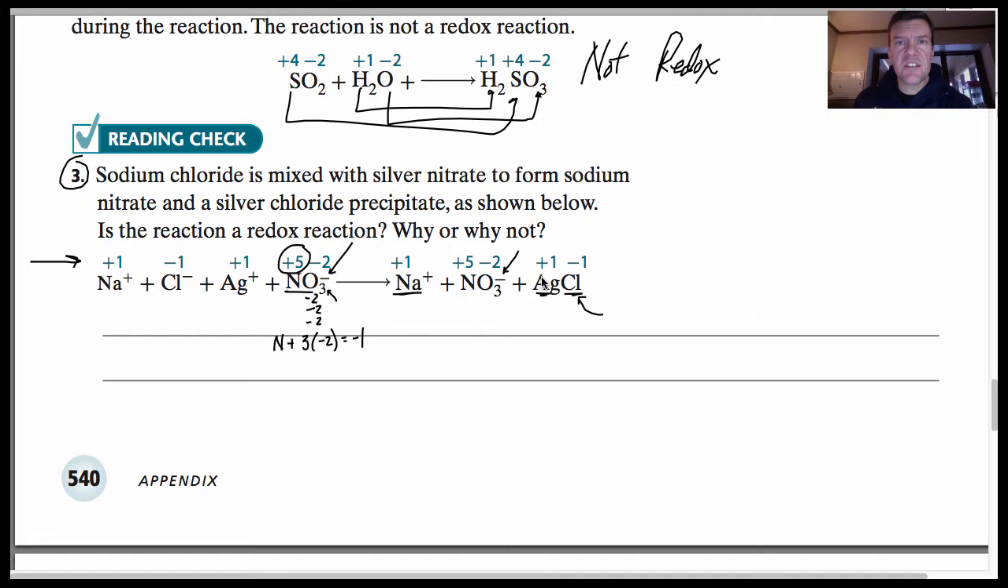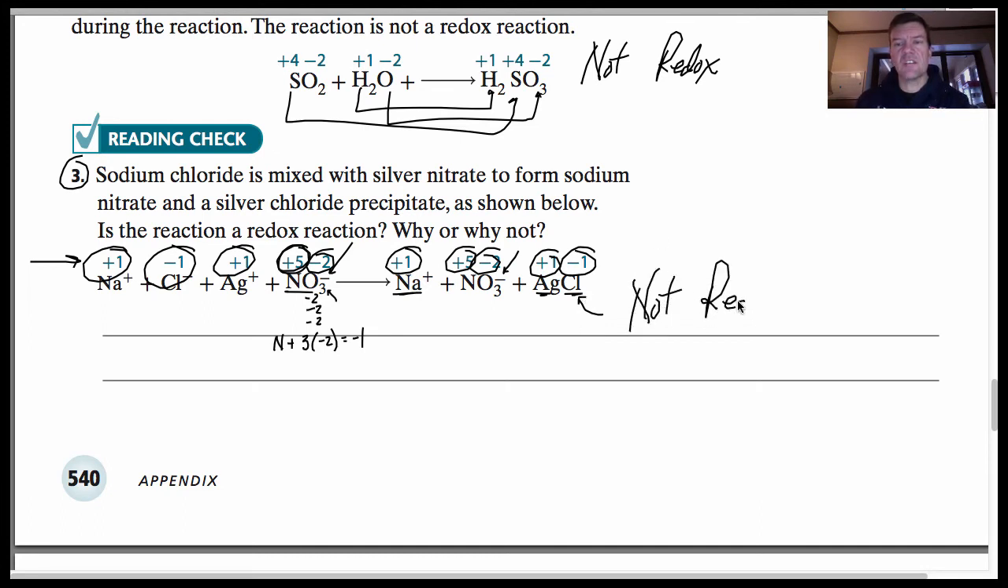Do any of these oxidation numbers change? Sodium goes from +1, it's still +1. Chlorine, -1, it's still -1. Silver, +1, it's still +1. Nitrogen, still +5. Oxygen is still -2. No change in oxidation numbers. This is not a redox reaction. There is no transfer of electrons during this reaction. None. Okay?